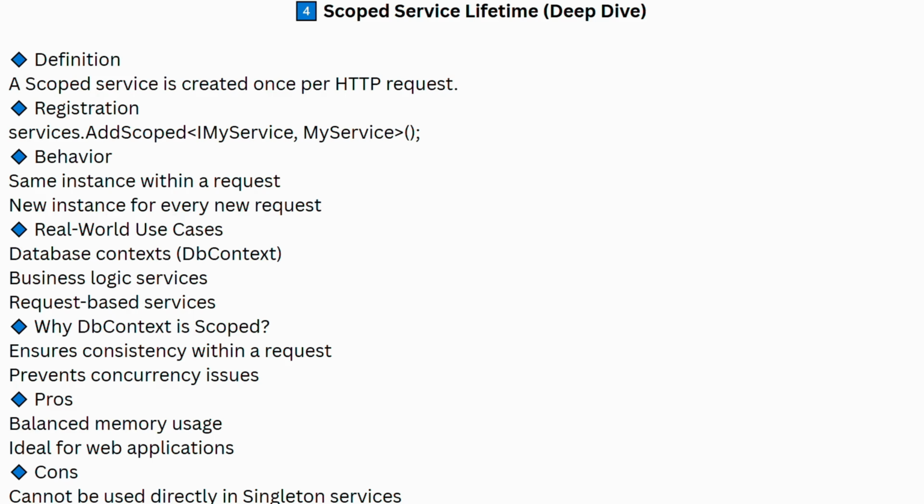So what will happen if any service is a scoped service, then the same object reference will be passed through that request. Okay, so your request is going from class A to class B to some other class, then the same object reference will be passed. So it is on an HTTP request basis.